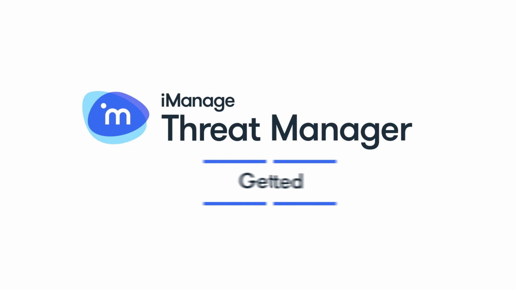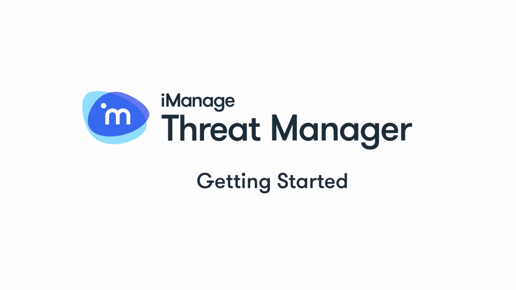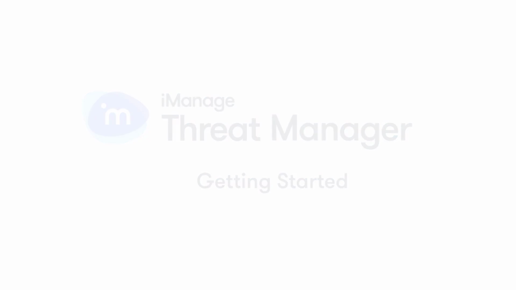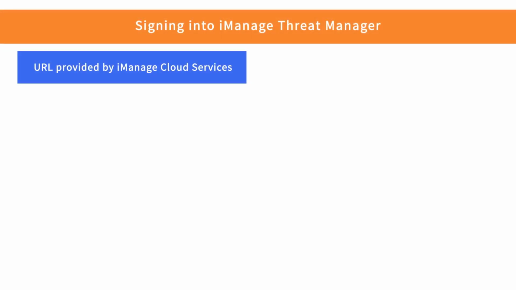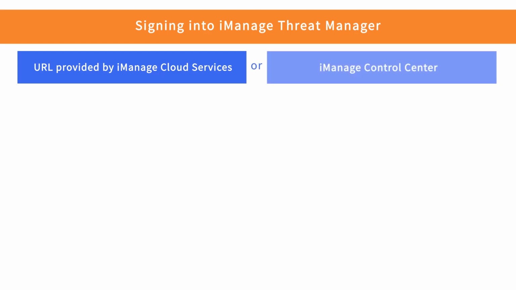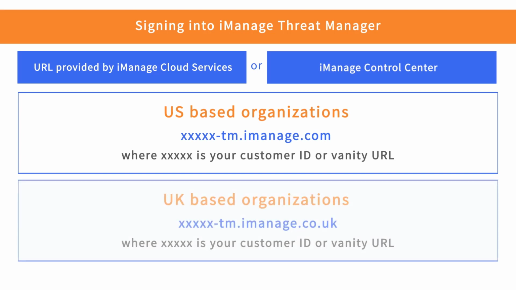In this video, we walk you through the steps involved in configuring iManage Threat Manager on iManage Cloud. You can sign into iManage Threat Manager either through the URL provided by our cloud services or through iManage Control Center. The URL provided to you will vary depending on where your organization operates from. Note the difference in the suffix for the US and the UK.